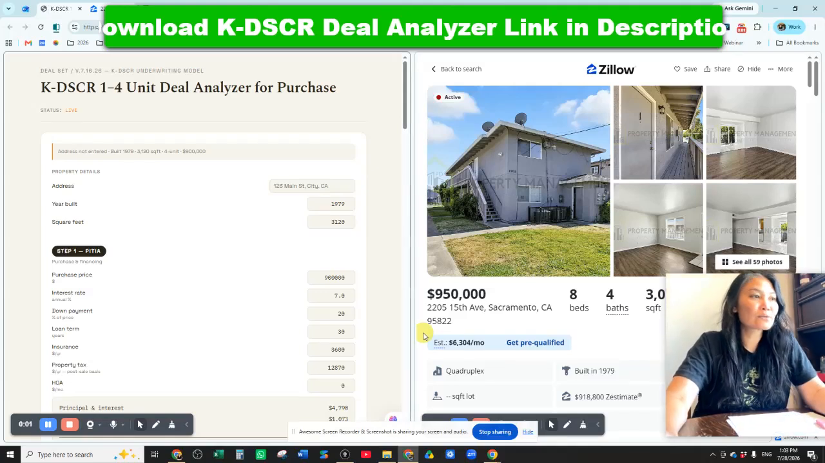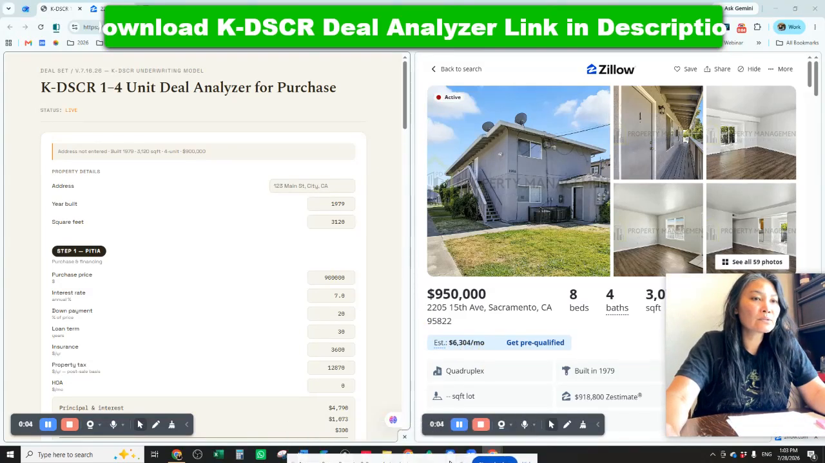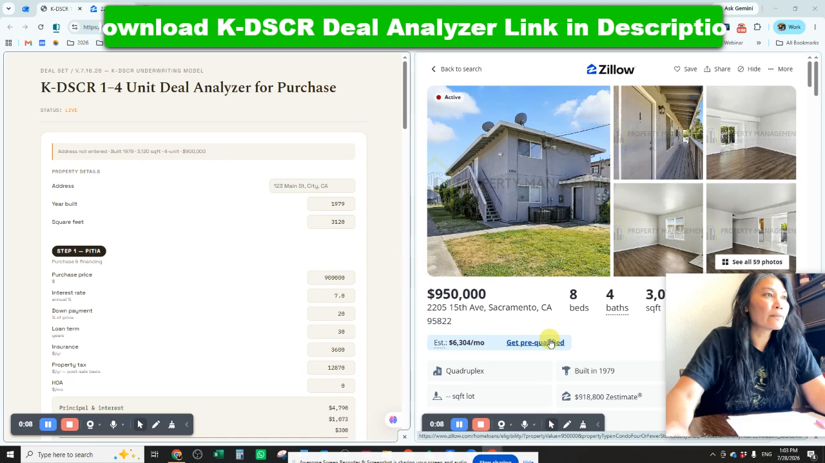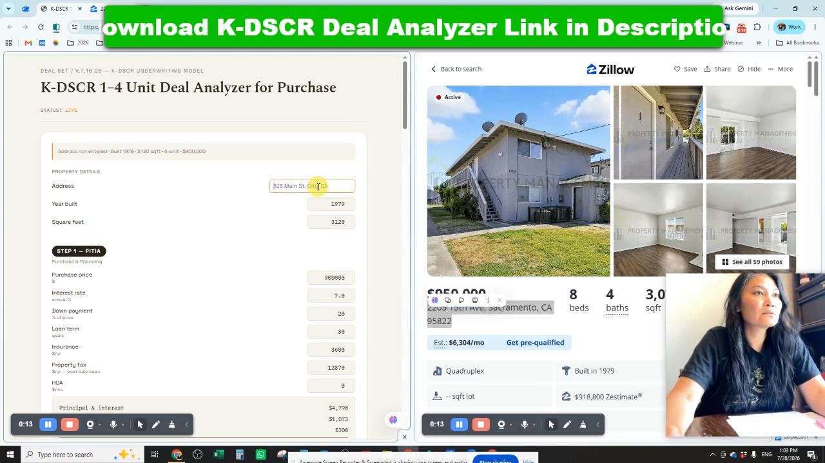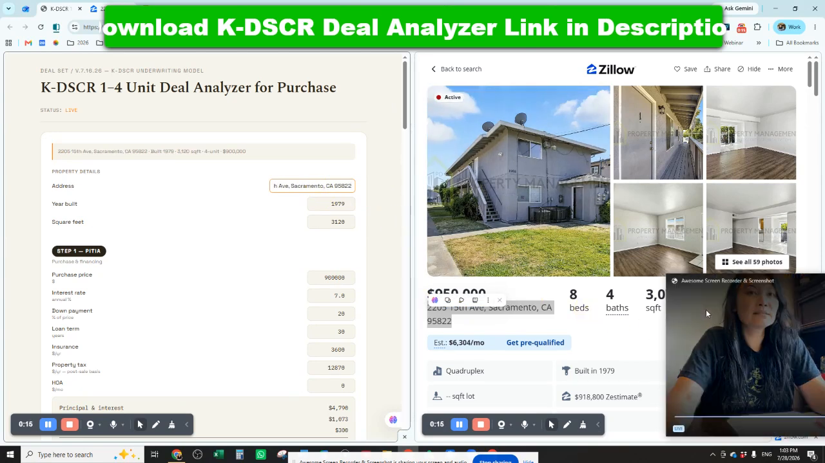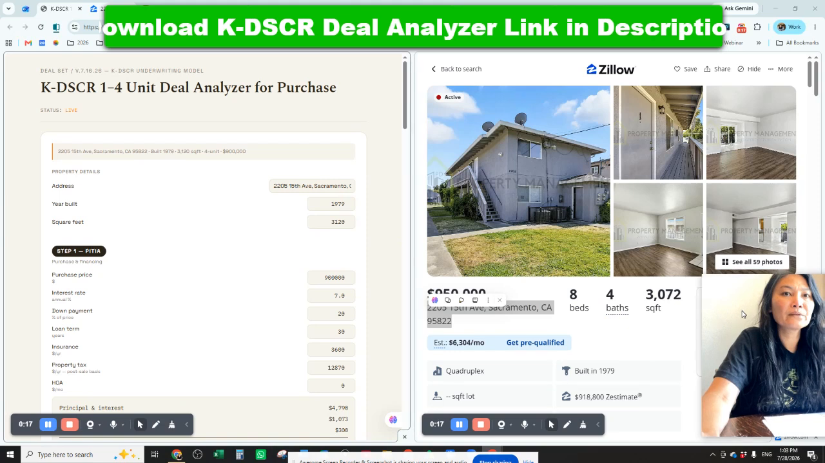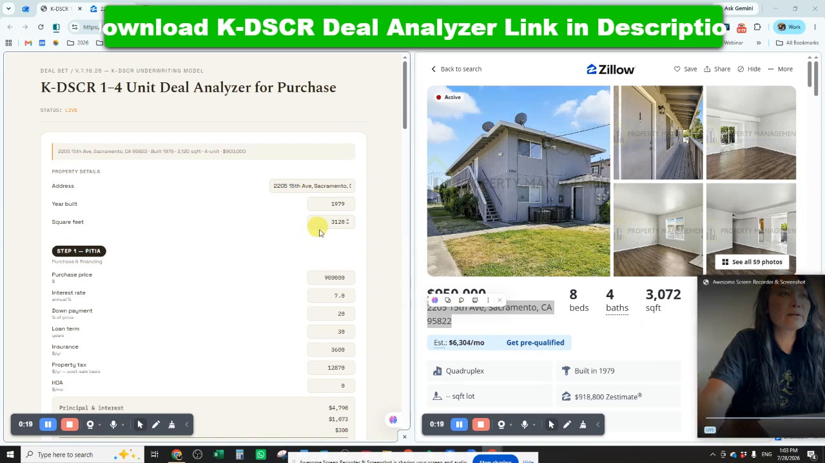Okay, everyone. So today we are going to analyze this deal, a fourplex in Sacramento. First, I'll show you how to do it in 5 minutes. Let me share my screen.